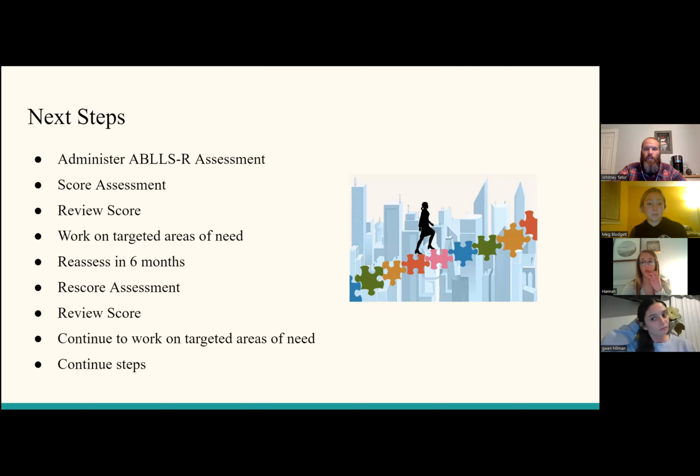After 6 months, you want to reassess and administer the test again, following the same steps of rescoring and reviewing the score, and then looking for any other new deficits or progress that Johnny gets by doing all the targeted behaviors, and continue to work on those and continue with those steps.